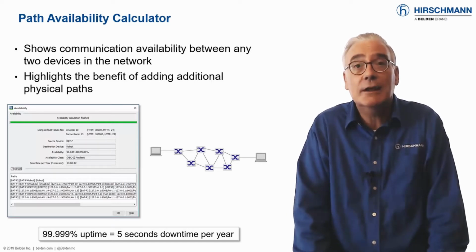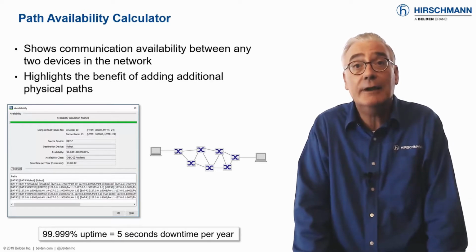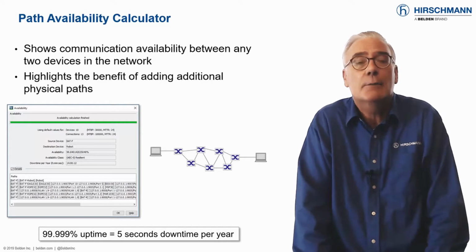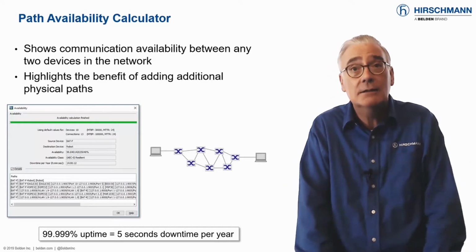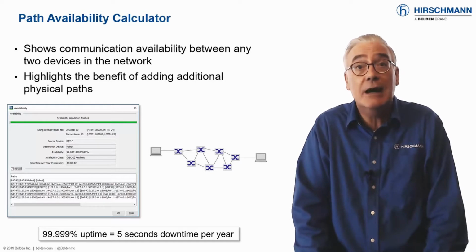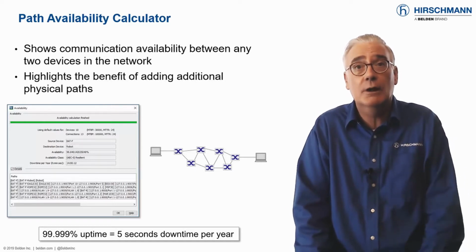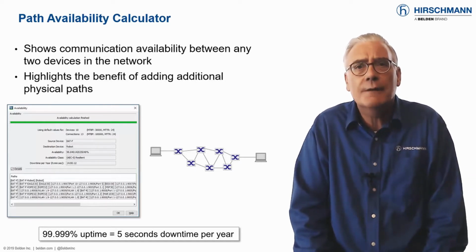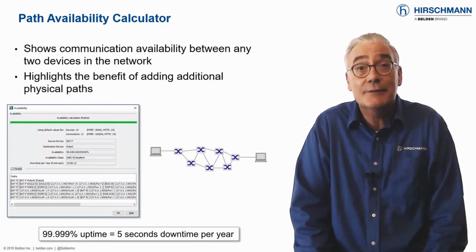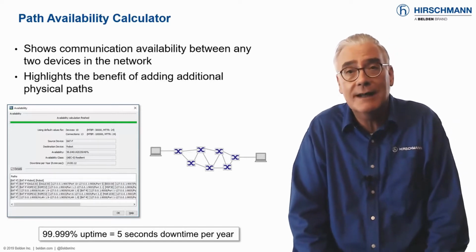Industrial HiVision includes a path availability calculator. To be clear, the tool cannot calculate the availability of a network, but as its name suggests, it can calculate the availability of a path through the network. This depends on the mean time between failures and the mean time to repair of the network devices and the redundant paths between the devices.